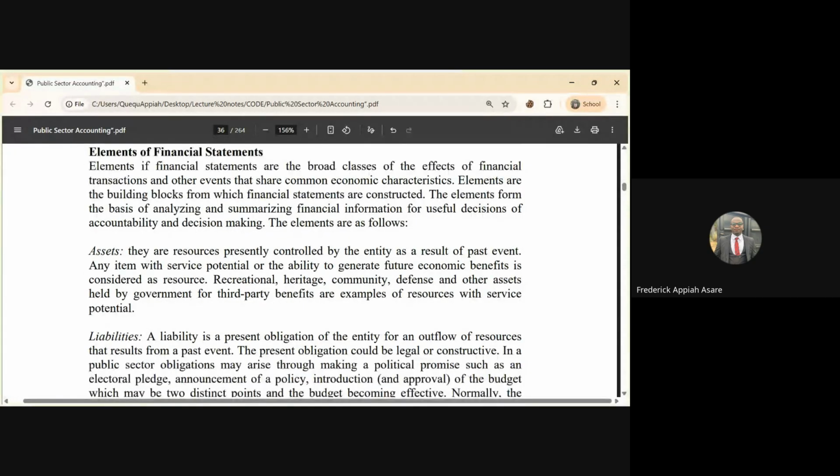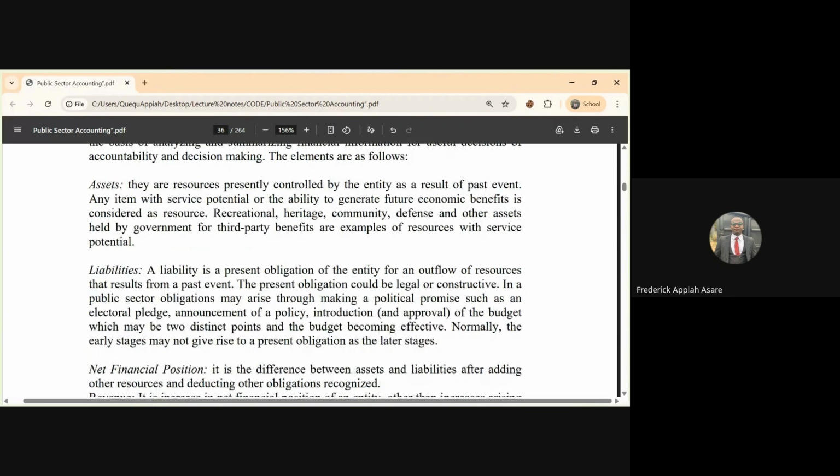Then when it comes to the actual elements of the financial statement, we have assets. It's the same definition that we have during your financial reporting. So they are saying that assets are resources presently controlled by the entity as a result of past events, and of which future economic benefits are expected to flow into the organization. That is what assets are. So any economic resources that are controlled by the entity as a result of past events, and any item with service potential and ability to generate future economic benefits. That is what assets are about.